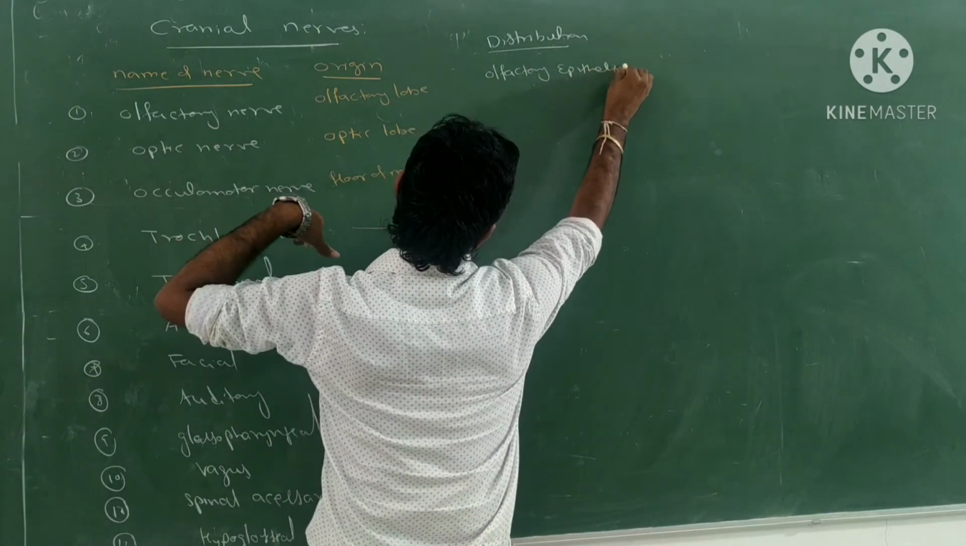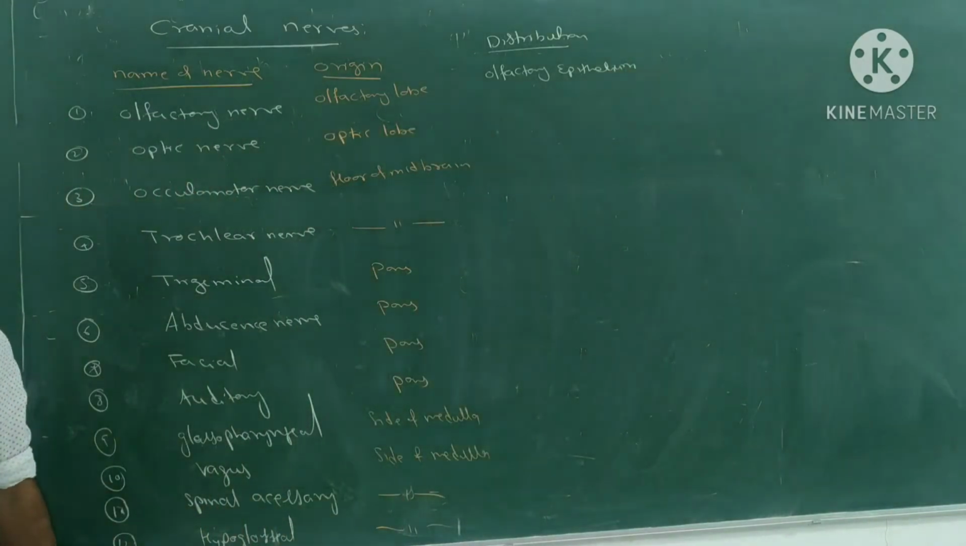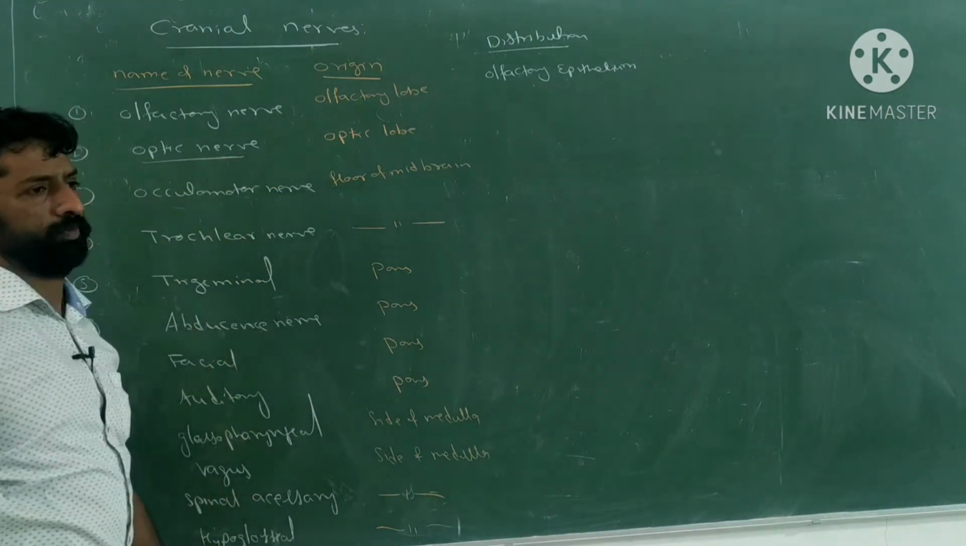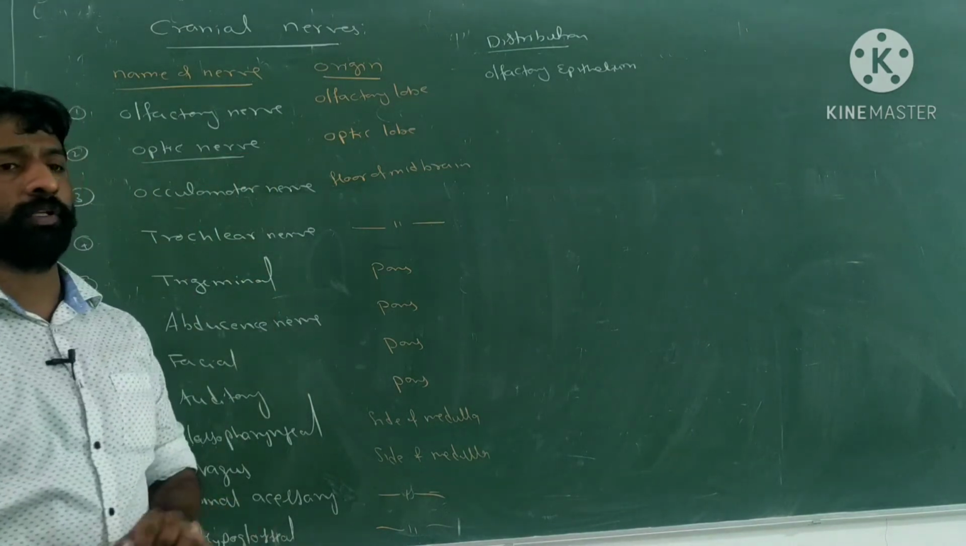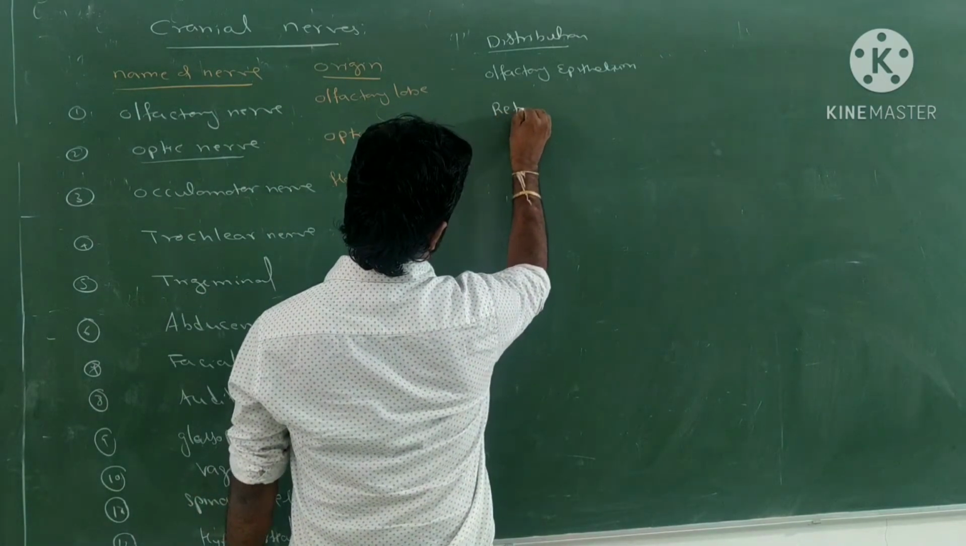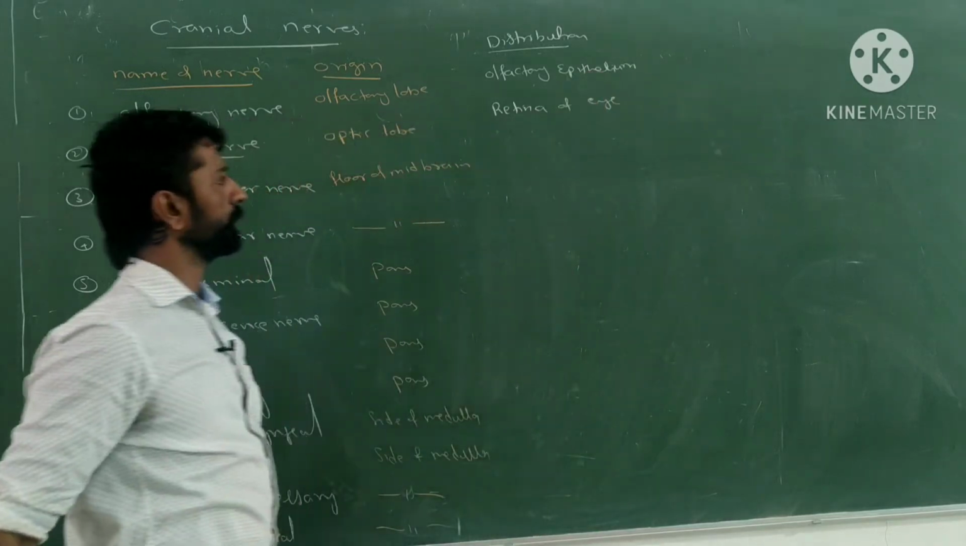So where is the presence of olfactory epithelium? That is in the nasal cavity. So next is regarding the optic nerve. Where will be the presence of the optic nerve? That is the retina of the eye. So it is present in the retina of the eye.